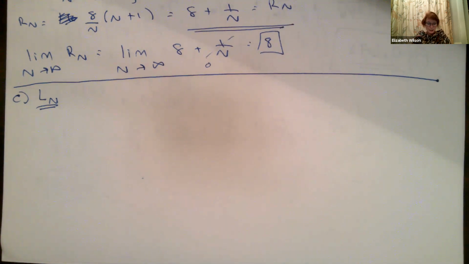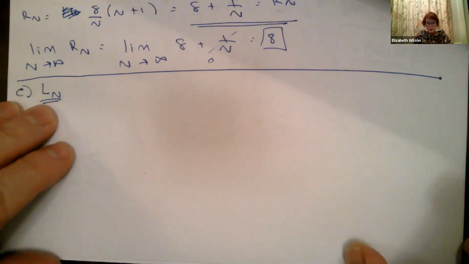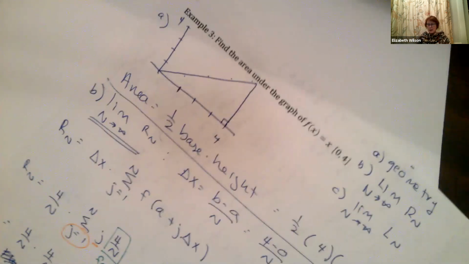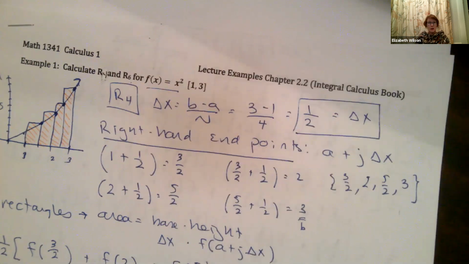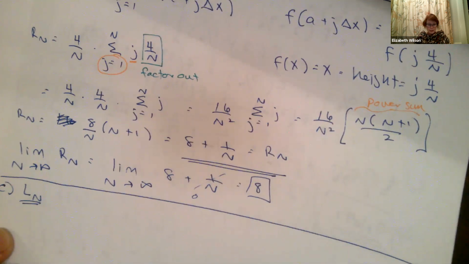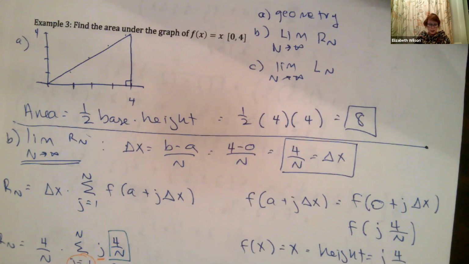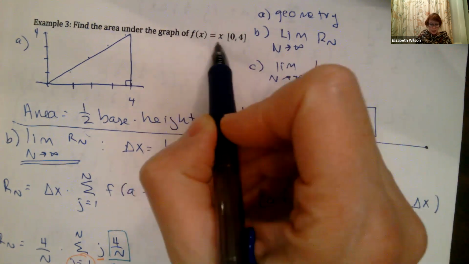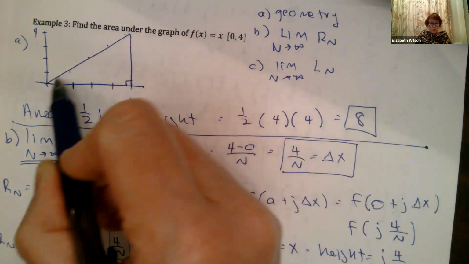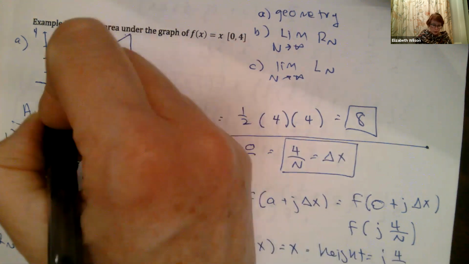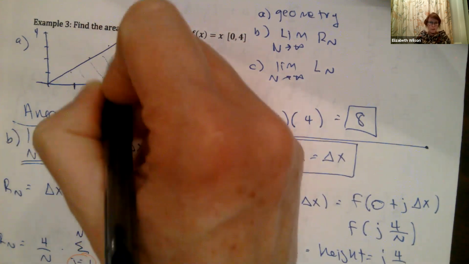Okay, so let's go ahead and get started. So this is looking at lecture examples. This is where we left off last time. So this is lecture examples for chapter 2.2. Okay, and we were on the last example, which was we wanted to find the area under the graph of f of x equals x, which basically just forms a triangle. Okay, so we're looking for this area here, of this triangle.